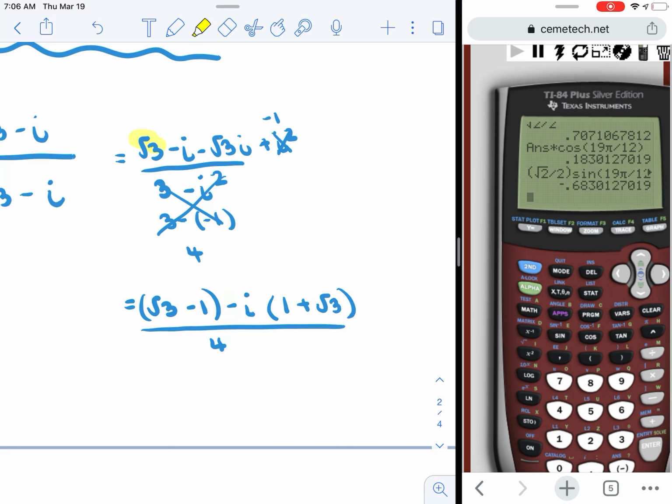So again, how did this happen? These are my real numbers, and I put those together. These are my imaginary terms, but I'm going to factor out that -i, so then I can just get the 1 plus root 3.